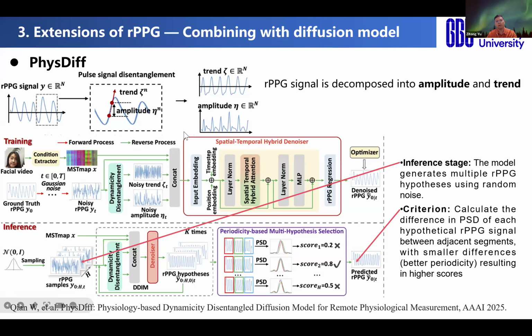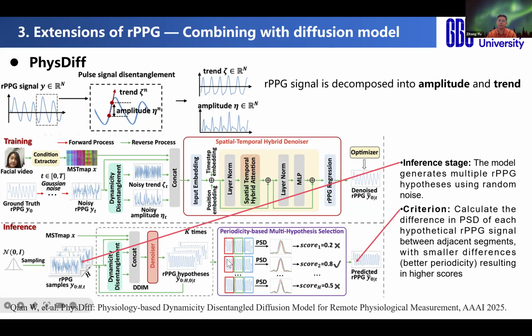From this knowledge, they think the trend measures how the PPG signal looks, and the amplitude measures the intensity of the rPPG signal in different regions. And for the inference of this physics diffusion, they also sample different kinds of rPPG samples and choose the most reliable.